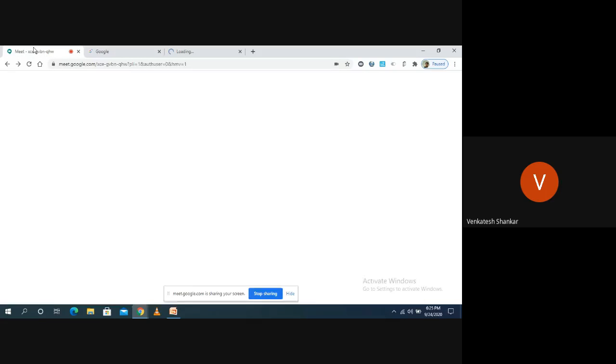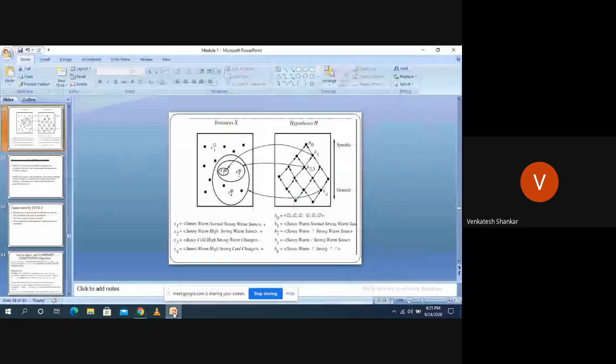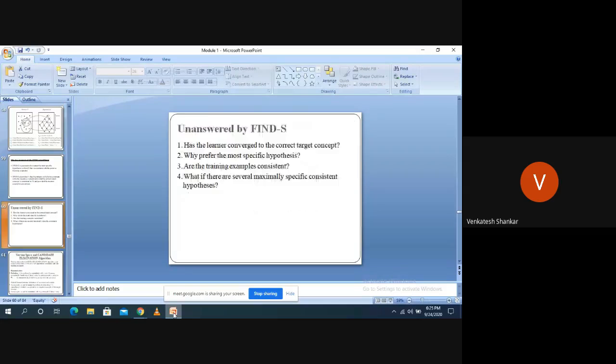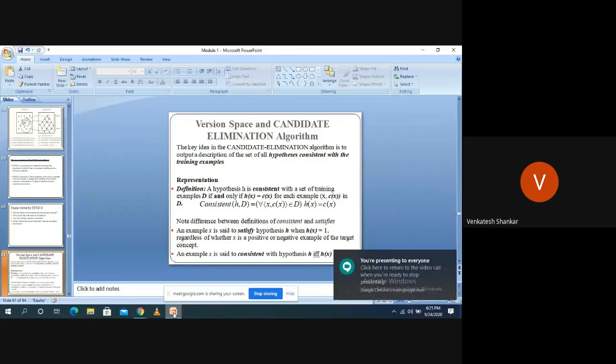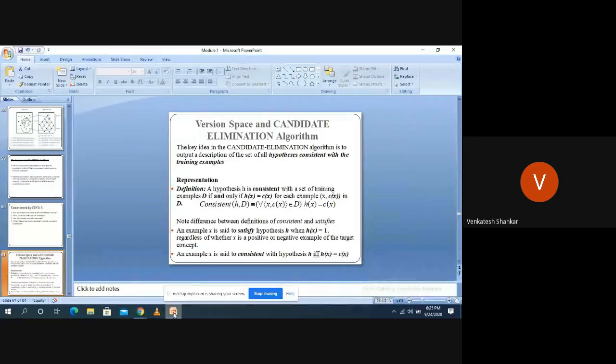Fine. Then next I'll move towards the version space. What's the meaning of the version space and candidate elimination algorithm? See, the name itself indicates version space. We need to provide some word for the space. And the next is the word candidate elimination algorithm. The key idea in the candidate elimination algorithm.